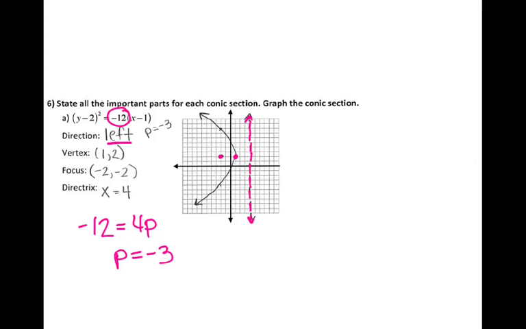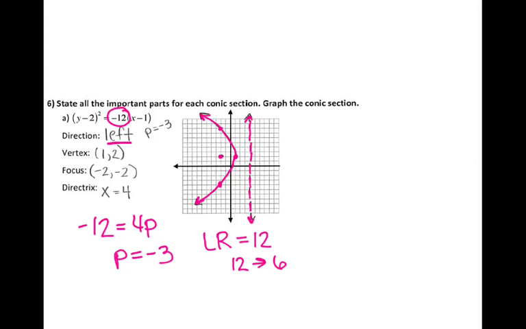And then for the width of your parabola, you're going to use something called the latus rectum, and the entire length of your latus rectum is 12, because it comes from the number in front of your parenthesis. So I'm going to cut that in half. So from my focus, I'm going to go up 6 and down 6, and then I can go ahead and draw my parabola.